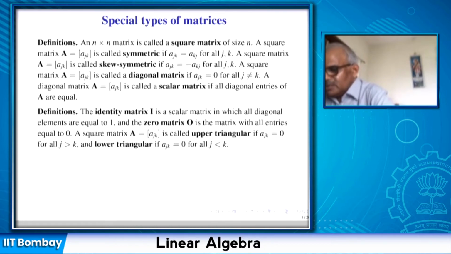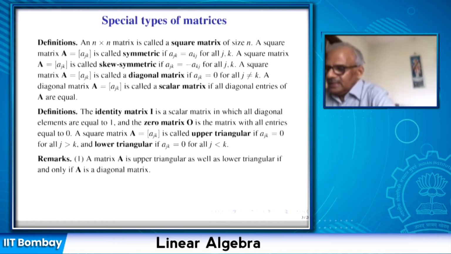And a similar definition for lower triangular. A lower triangular matrix has all the entries above the principal diagonal equal to 0. So we write it as ajk is 0 for j less than k. Okay. So we have identity matrix, zero matrix, upper triangular matrix, lower triangular matrix. And here are some remarks. A matrix is upper triangular as well as lower triangular if and only if A is a diagonal matrix. So upper triangular means that all entries below the principal diagonal are 0, and lower triangular means all entries above the principal diagonal are 0.